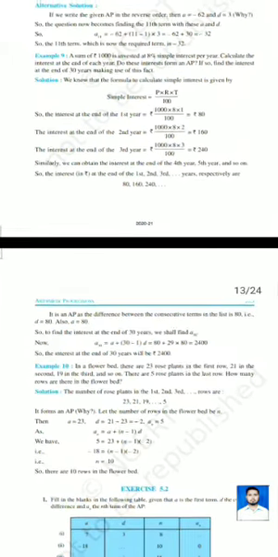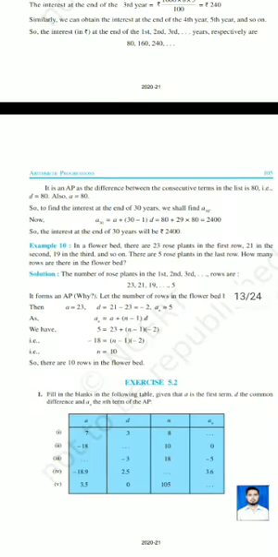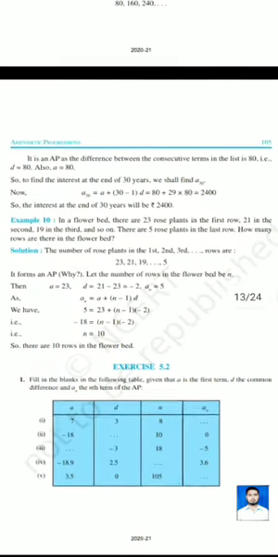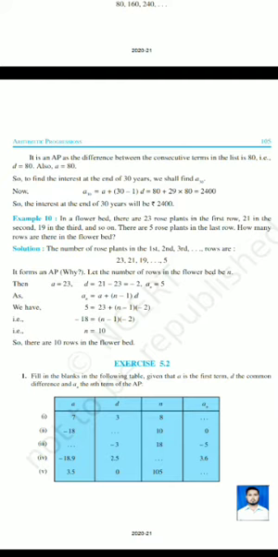Now move on to our next question. In a flower bed there are 23 rose plants in the first row, 21 in the second, 19 in the third, and so on. So look here, there is a series. First term 23, second term 21, third term 19, etc. And there are 5 rose plants in the last row. How many rows are there in the flower bed?